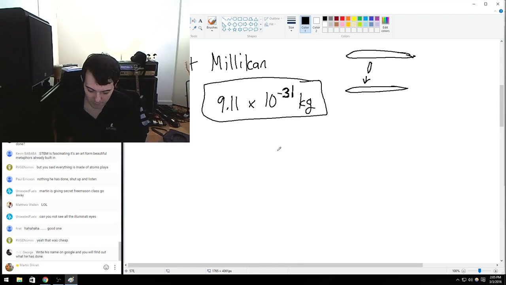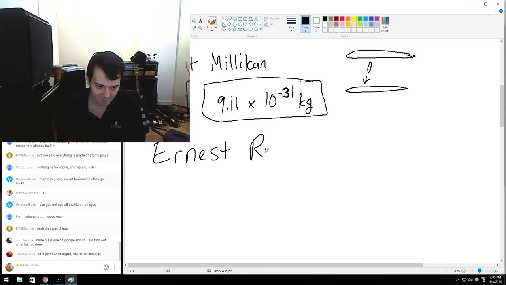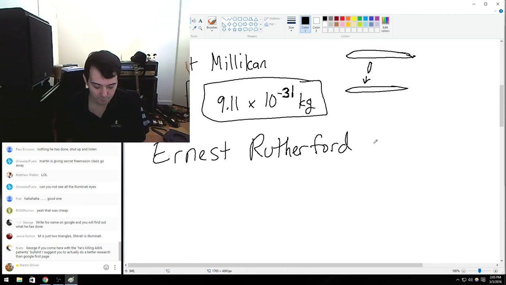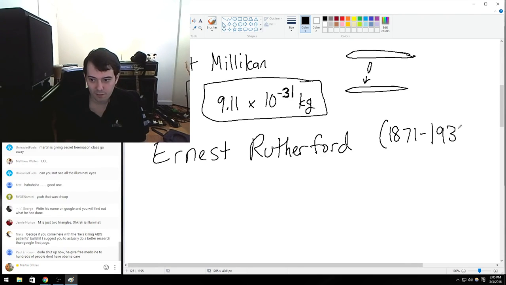Now let's get to probably the most exciting and interesting experiment ever conducted, I would argue. This is the most interesting experiment ever conducted in the history of science. And it was by a guy named Ernest Rutherford. He did this in 1911. He lived from 1871 to 1937. So this wasn't that long ago, right? It was 100 years ago, 1911. We still didn't really understand the atom. All we had was that plum pudding model, which wasn't so bad, I guess.